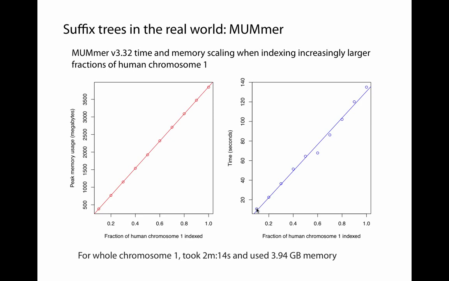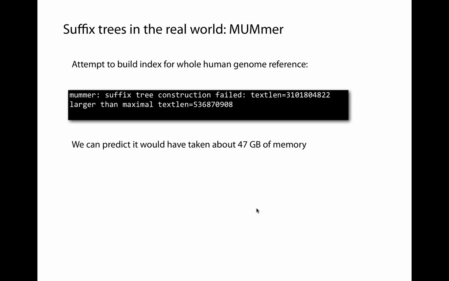We expect the time required to build the suffix tree to scale linearly with the length of the string, and the memory usage to scale linearly with the length of the string. Now, what happens when we ask Mummer to build an index of the entire human reference genome? The whole thing, not just chromosome 1. And the entire human reference genome, again, is about 3 billion nucleotides long. Well, it doesn't like that. That's longer than its maximum permitted text length that it can possibly index.